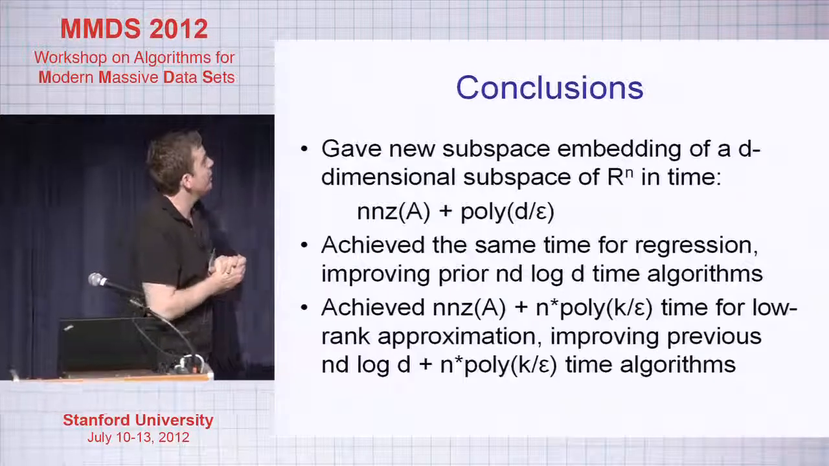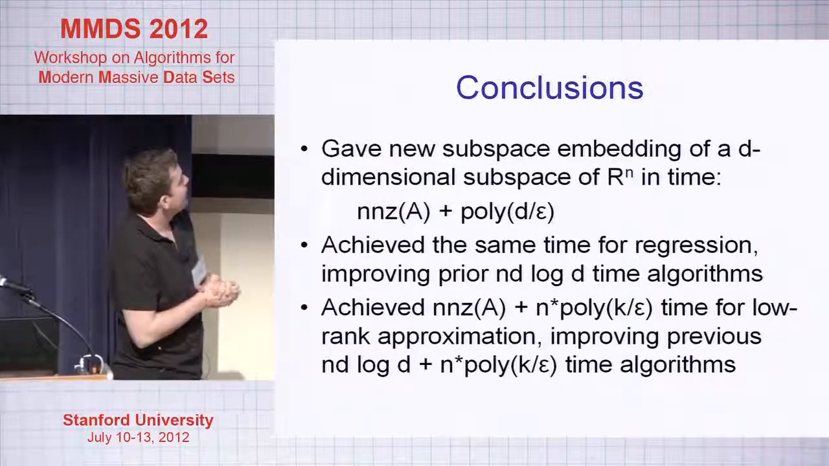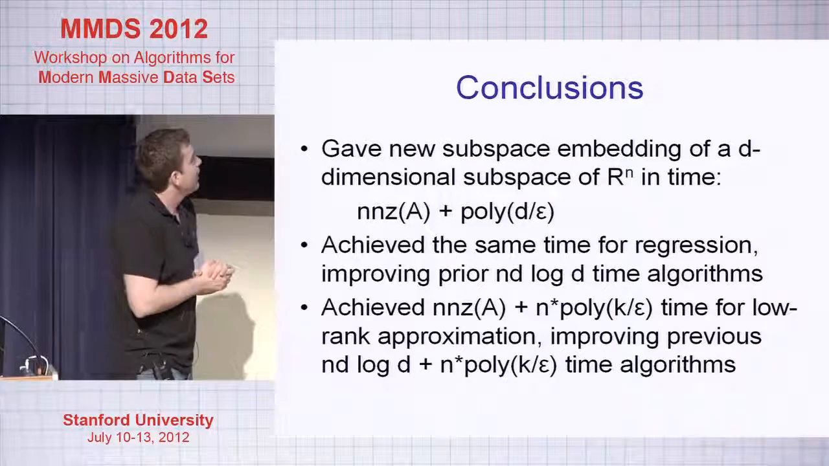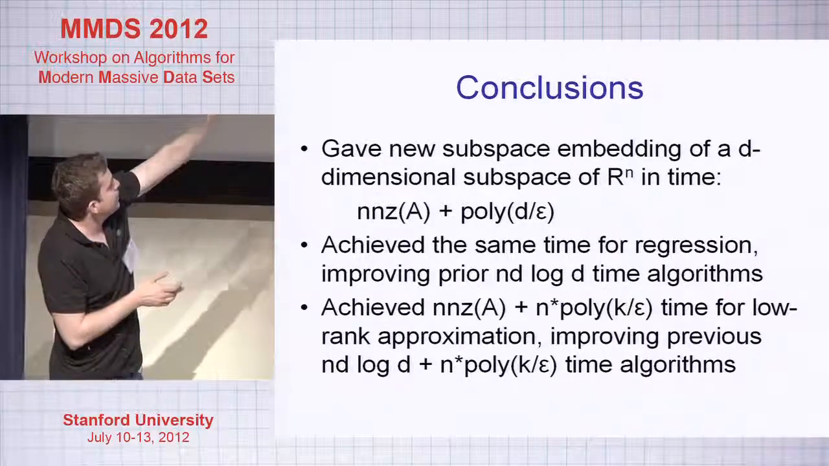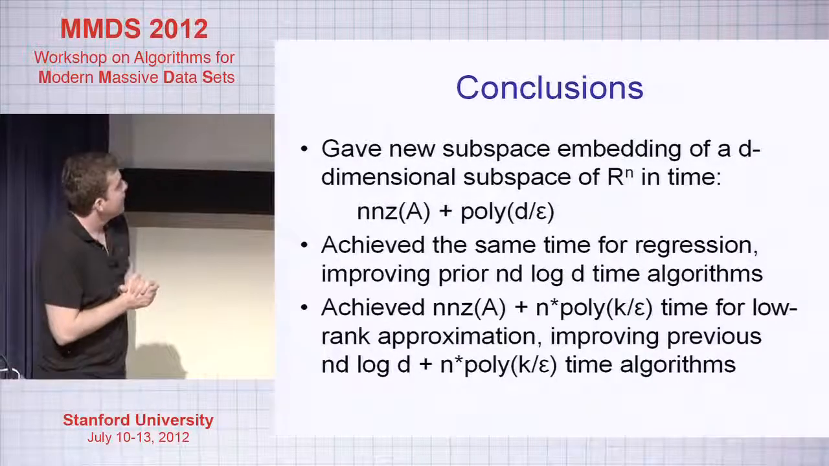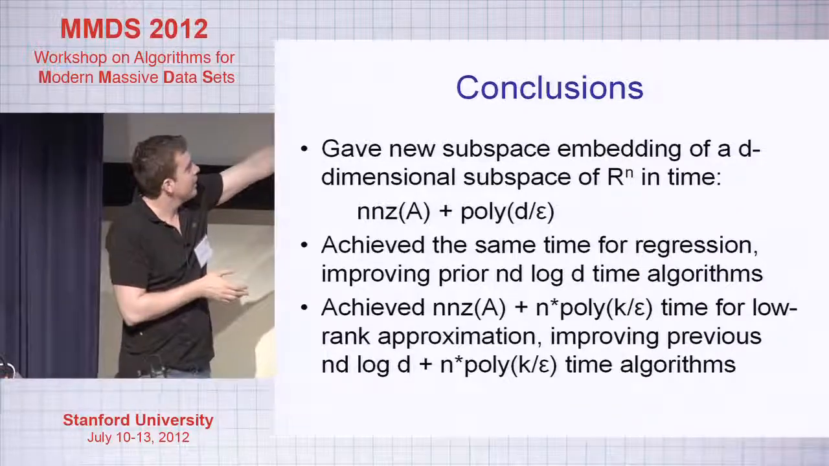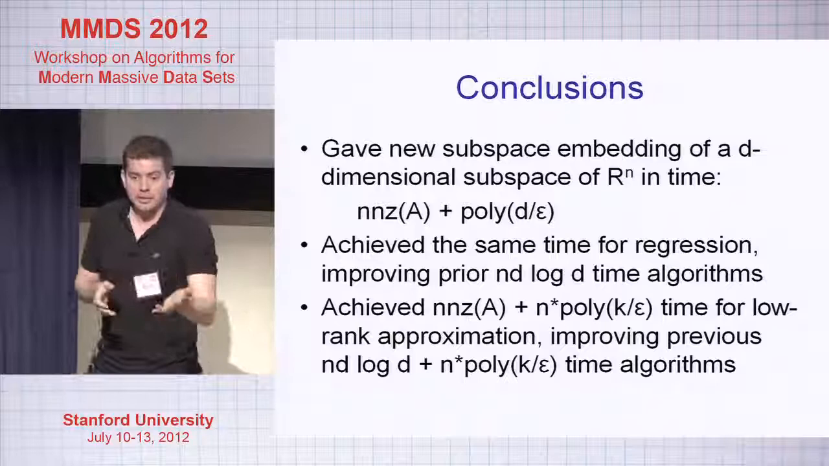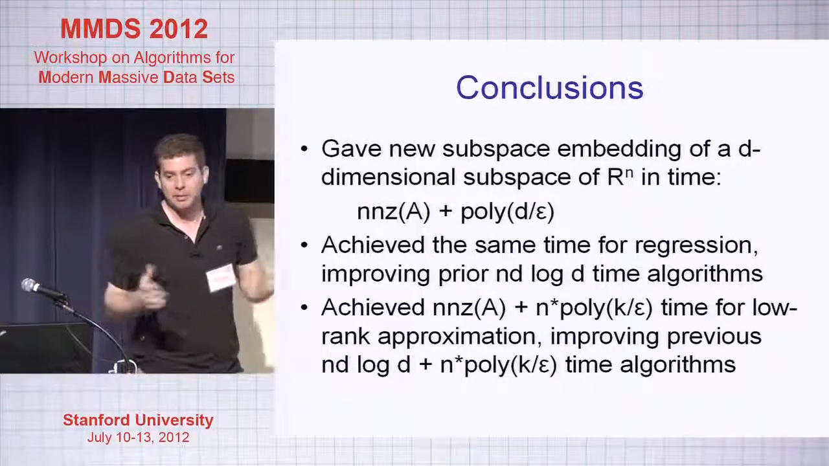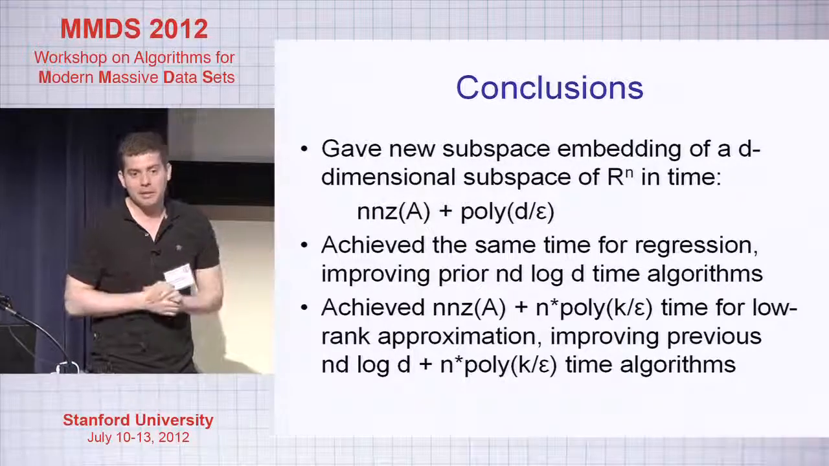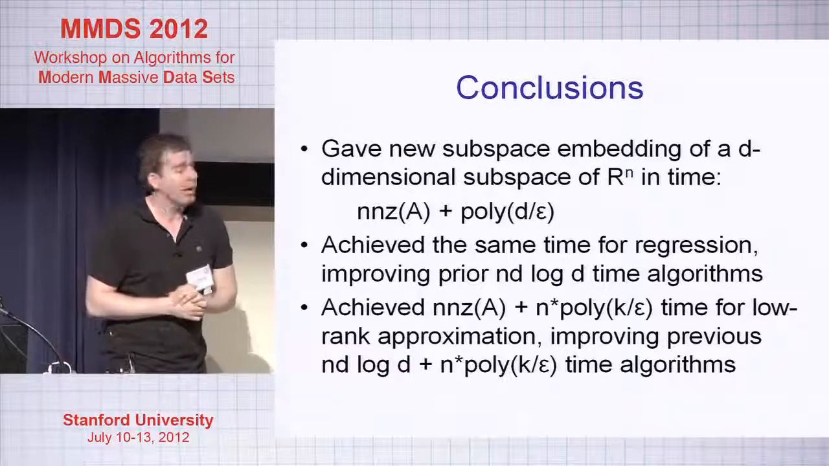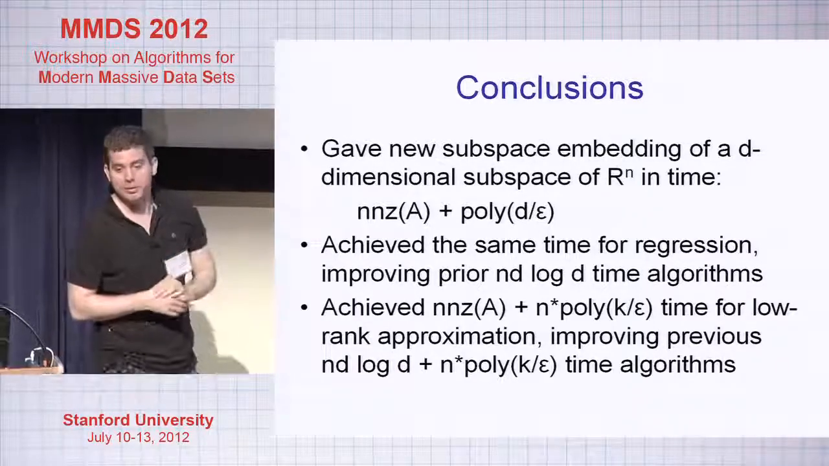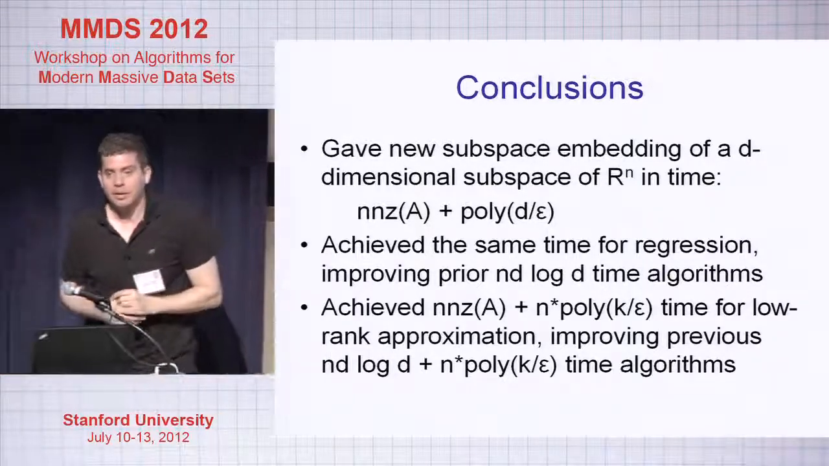So let me just conclude that we have the subspace embedding, which works in number of non-zero entries of A plus poly d over epsilon time, gives the same time for regression and the same improvement for low rank approximation. And actually, in Petros' talk, I didn't mention, you can use the same idea to approximate all the leverage scores in the same amount of time, sparsity plus poly d over epsilon.